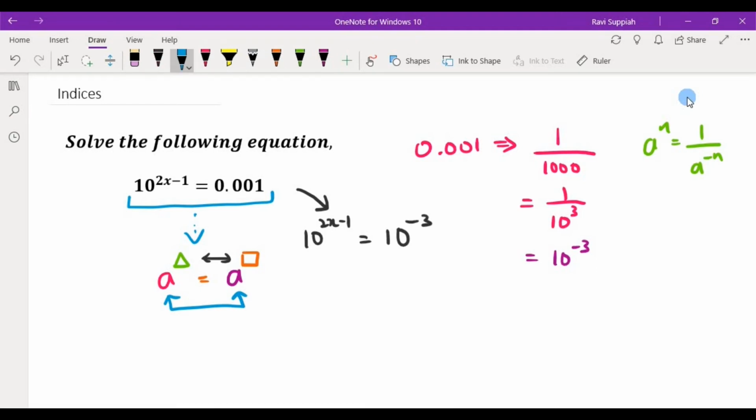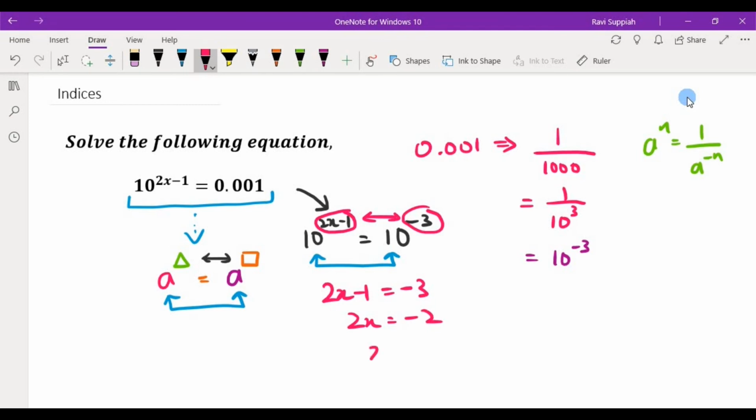Now you see that both the bases are the same, which automatically implies that both the powers are the same. So I can say 2x minus 1 equals minus 3. 2x is equal to minus 2, and therefore x is equal to minus 1. And that is my answer for this question.